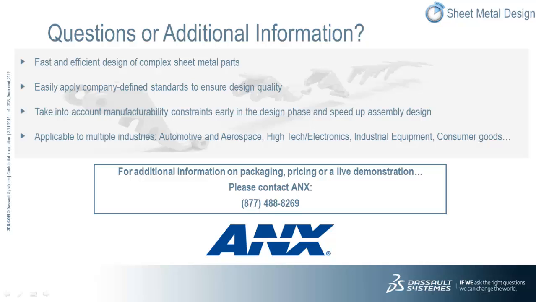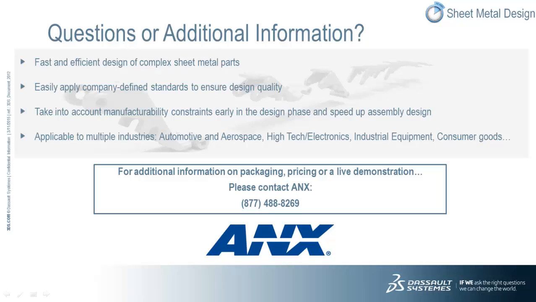So in conclusion, we've seen how CATIA sheet metal design allows the fast and efficient design of complex sheet metal parts. We've seen how easy it is to apply company-defined standards to ensure design quality. And we've seen how we can take into account manufacturability constraints early in the design phase and speed up assembly design. CATIA sheet metal design is highly applicable to and heavily used across multiple industries.